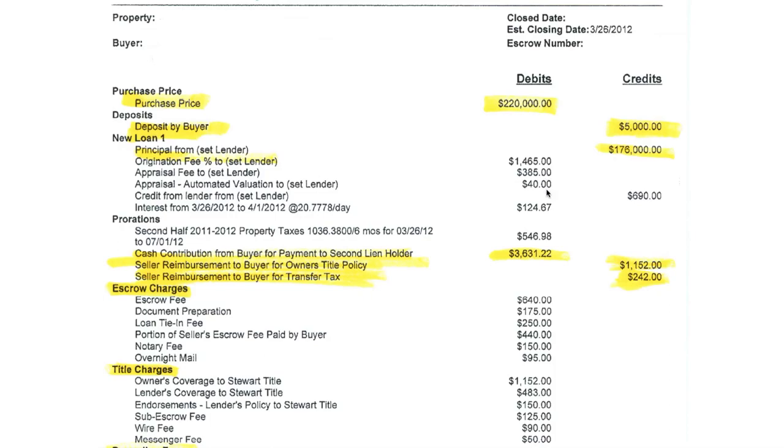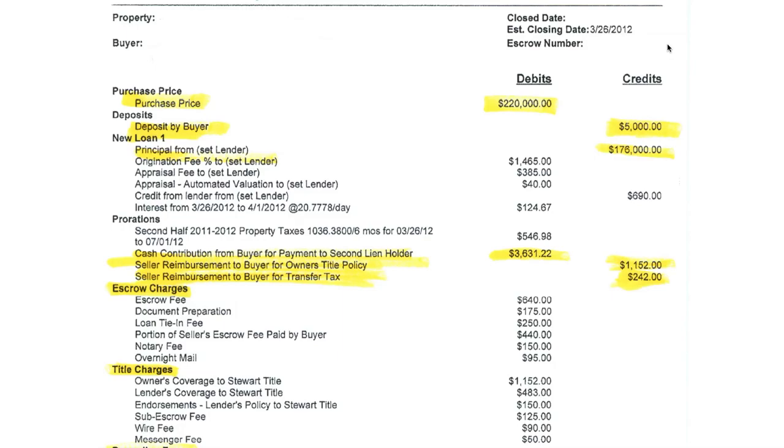We have another appraisal in this instance of $40. We have some interest that is owed of $124. What this is, this $124.67, this is prorated interest. And you're going to become familiar with this issue of prorated interest. And basically what it is, we have a closing date of 3/26/2012, okay?